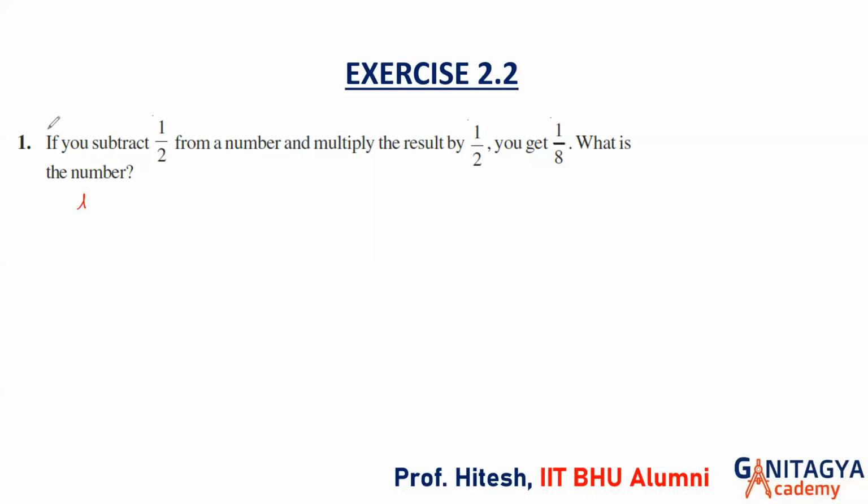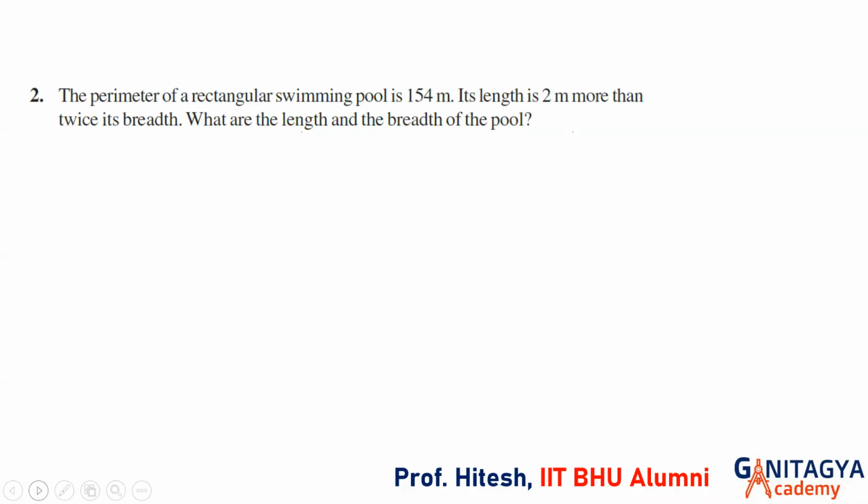Okay, so let me move to the next question. The next question is the perimeter of a rectangle. Just repeat it. The perimeter of a rectangular swimming pool is 154 meter. Its length is 2 meter more than twice its breadth. What are the length and breadth of the pool? First, write down the question and then let me know when done.